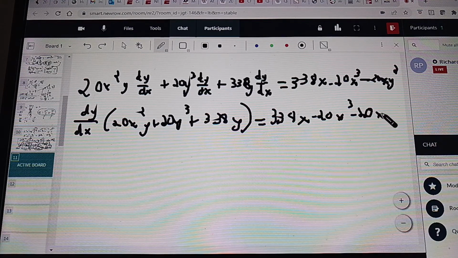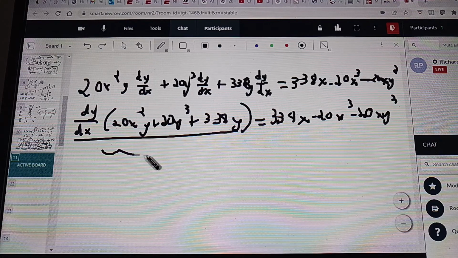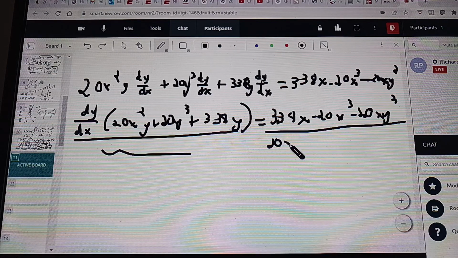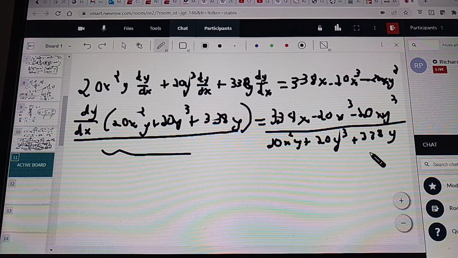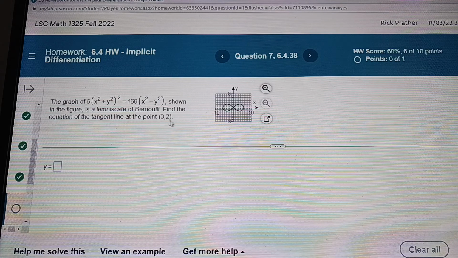And there's a lot of 20s here. Okay. Divide by all this stuff right here, and then it'll be over here too: 20x squared y plus 20y cubed plus 338y. Luckily, they gave us the full coordinate here because it would be hard to find y just given an x. But they did give me a full coordinate, 3, 2 this time.